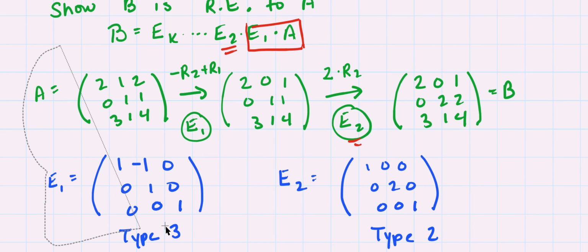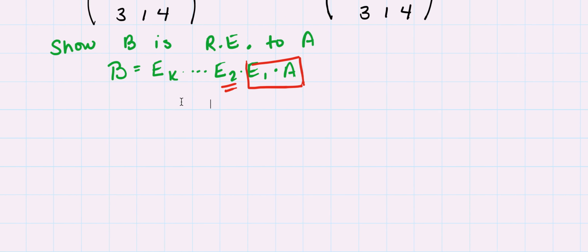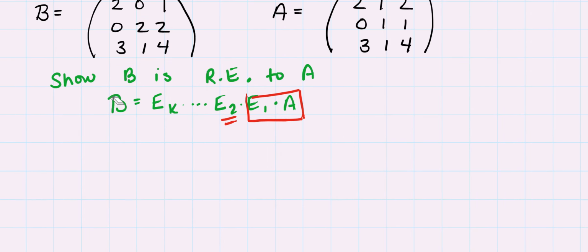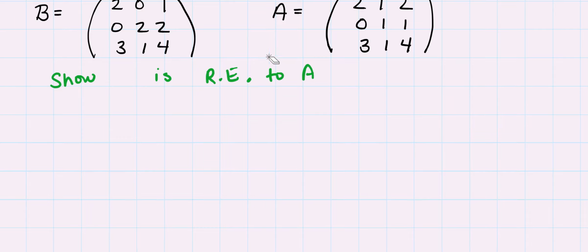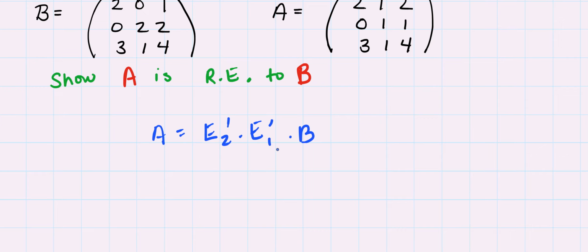All right? So we wanted to show that A and B were row equivalent. So here we've shown that B is row equivalent to A. I want you to show that A is row equivalent to B. You should have 2 elementary matrices. And in fact, what's going to happen is you're going to get the inverses of the elementary matrices that we found. So they're not going to be the same elementary matrices. What you're going to have is A is equal to some E2 prime times E sub 1 prime times B. But these primes just mean that it's not the same matrices as the ones that we just saw.